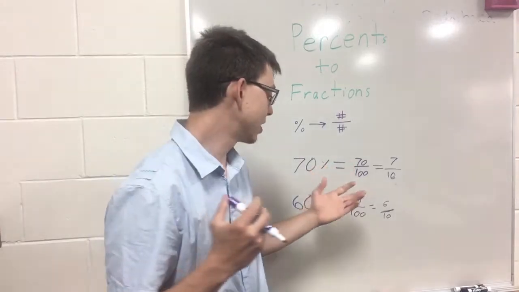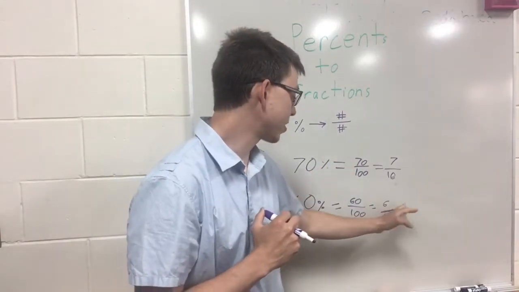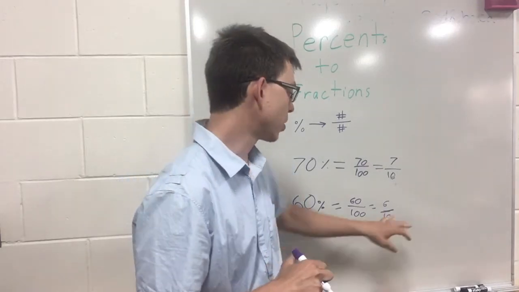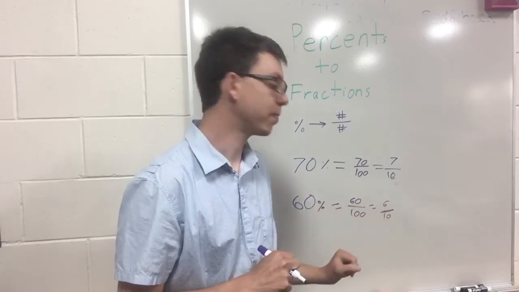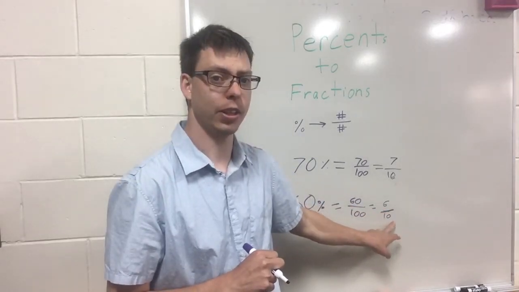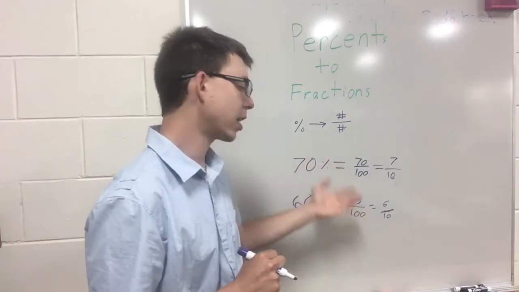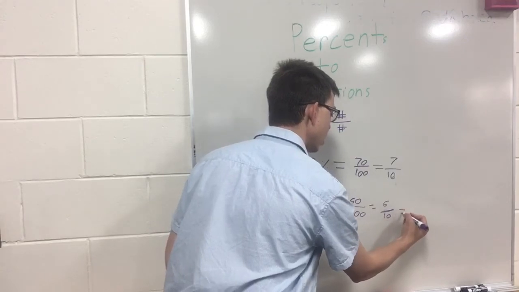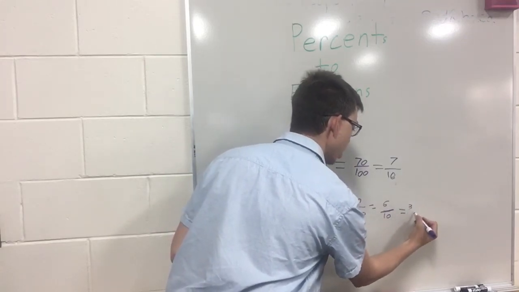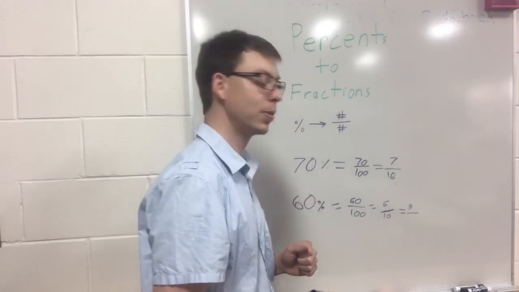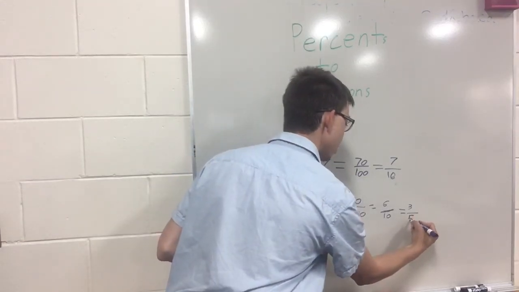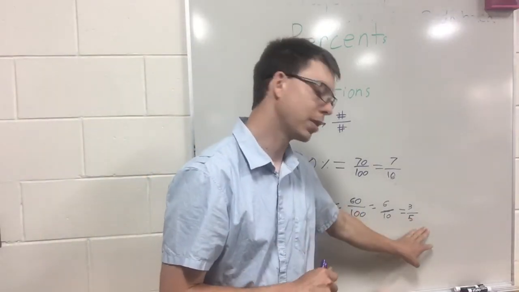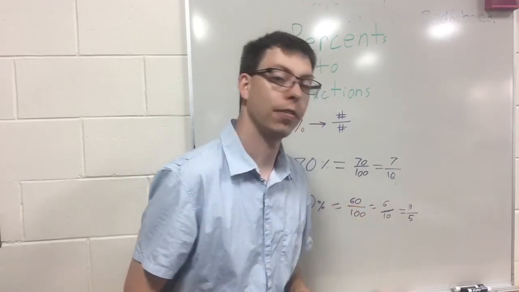Now, 6 is not a prime number, so I have to see if there's anything I can divide both of those numbers by equally. Okay? So 6 can be divided by 2 or 3. 10 can't be divided by 3, so it can be divided by 2. So I can divide both of them by 2. So let's do that. 6 divided by 2 equals 3. And 10 divided by 2 equals 5. So I have taken my 60% and turned it into the simplest form, which is 3 over 5.